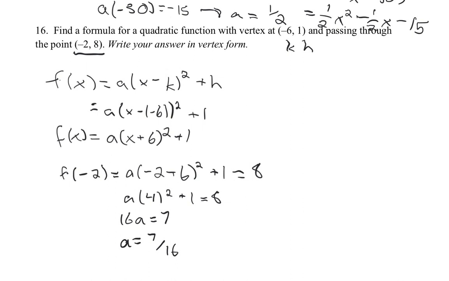To write our final answer in vertex form, we'll take that f(x) is equal to 7 over 16 times (x + 6)^2 + 1.